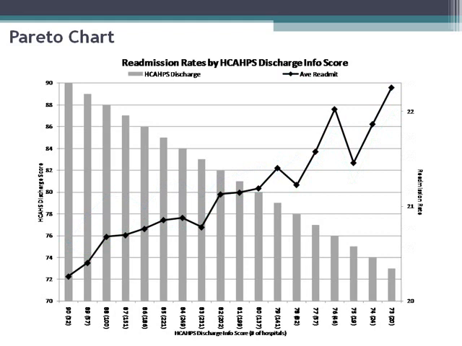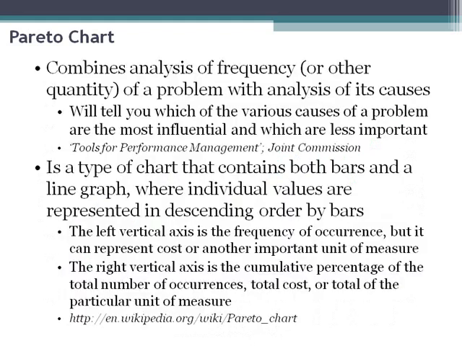What we've just looked at, and we looked at 4 of them in a row, is called a Pareto chart. A Pareto chart combines an analysis of frequency or other quantity of a problem with analysis of its causes. It will tell you which of the various causes of a problem are the most influential and which are less important. That was the Joint Commission definition.